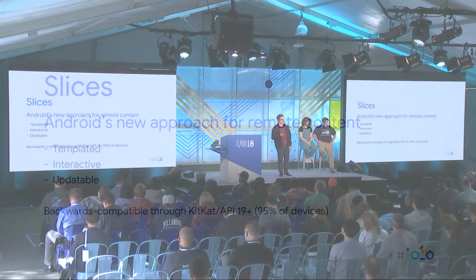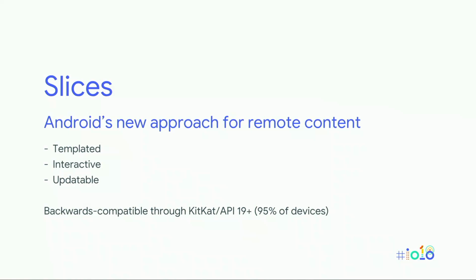The first is that slices are templated. What we mean by this is that we're going to provide you with a flexible and rich mode of expressing your app that's also predictable and dependable so that they can be presented by a wide variety of surfaces. Slices are also interactive. These templates house a variety of components to enable anything from rich content previews to inline task completion. And also, slices are updatable.